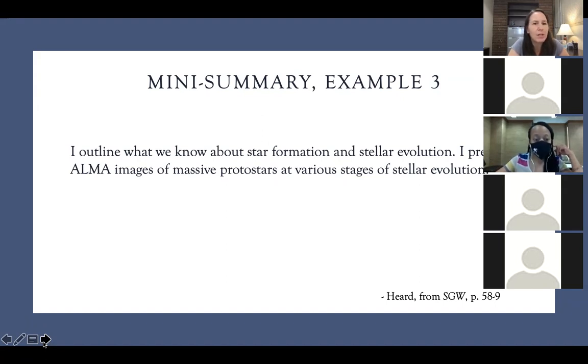We're getting better here. The writer makes some attempt to establish the relevance of the data that was collected, but star formation and stellar evolution is still way too big for a single paper. And again, we still have no specific question presented. We can assume maybe that the images are going to tell the reader something about massive star formation, but it's not clear what.